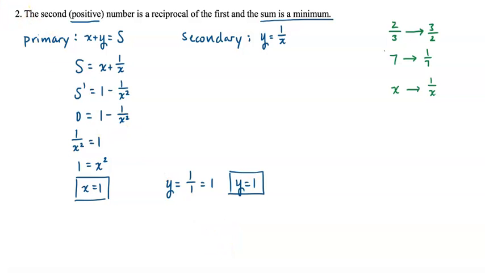So let's do another problem. The perimeter of a rectangle is 50 feet and the area is a maximum. We want to find the area. Okay, so we're given that the perimeter of a rectangle is 50 feet, so I'm just going to draw out a rectangle.